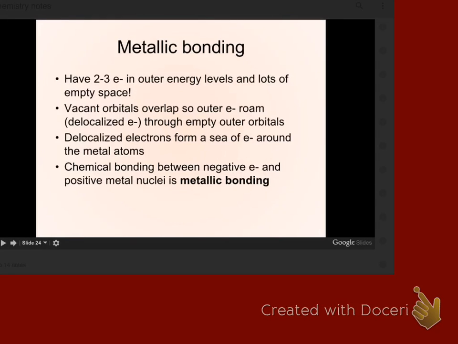Wunderbar. So we'll start off talking about metallic bonding. And with metallic bonding, here we're talking about mostly those transition metals. So if you would be so kind as to get out a periodic table.